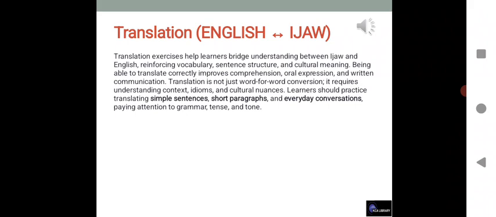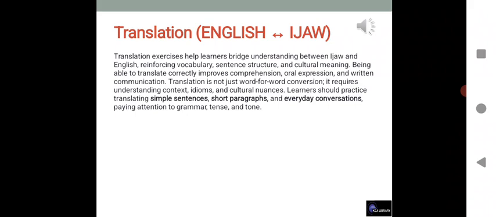Through regular practice, learners develop stronger comprehension skills in both languages and improve their ability to express ideas clearly in spoken and written forms. Translation also enhances cognitive flexibility, as learners must analyze meaning, restructure sentences, and ensure that the translated message remains natural and contextually appropriate.